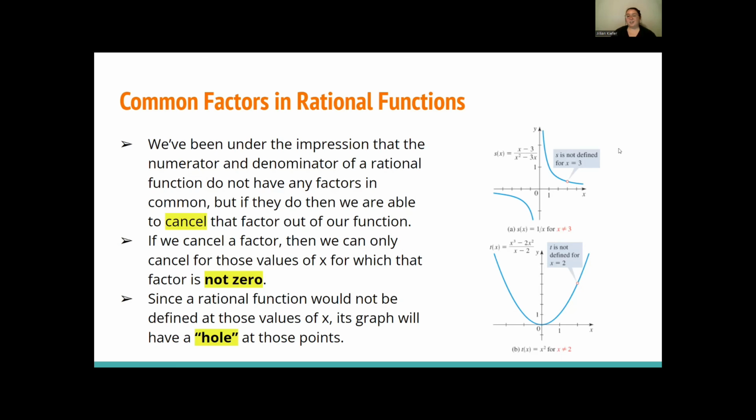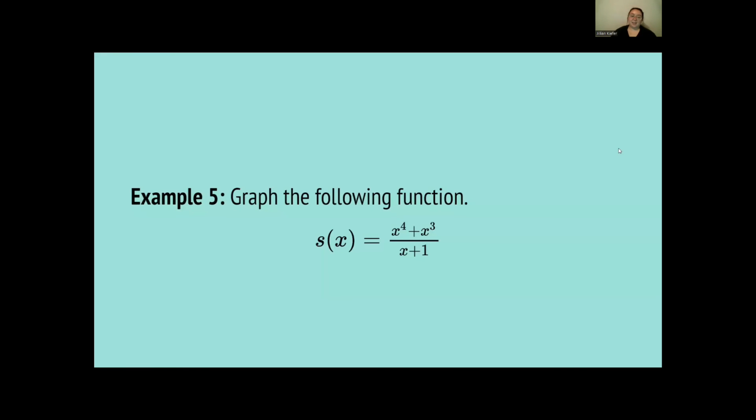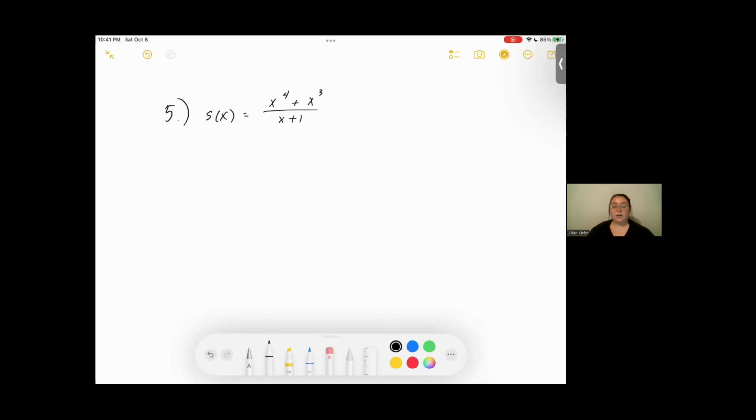So, all right. Let's go ahead and do an example with this. Example 5, we're going to graph the following function. S of x is equal to x to the power of 4 plus x cubed divided by x plus 1. Let's go over to our notes so we can do this problem. So s of x is equal to x to the power of 4 plus x cubed divided by x plus 1. First thing we notice, there's a lot of x's in that numerator. So we can factor out an x to the power of 3. That's what we can take out of both terms in the numerator.